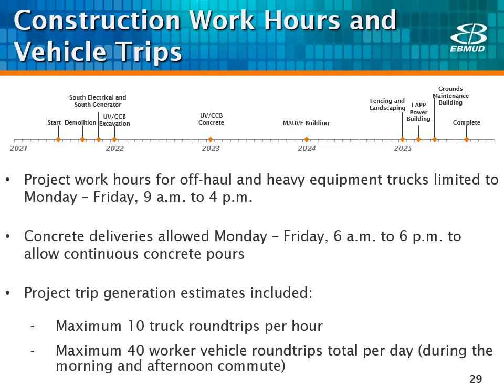Project trip generation estimates included a maximum of 10 truck round trips per hour and a maximum of 40 worker vehicle round trips per day. This is because we assume that all 40 workers would enter the site during the morning commute and would leave the site during the afternoon commute. Please keep in mind that these are the maximum trip generation estimates. For any activity, it could range from very little truck traffic to the maximum at any given time. But we use these maximum numbers to be conservative for our analysis.